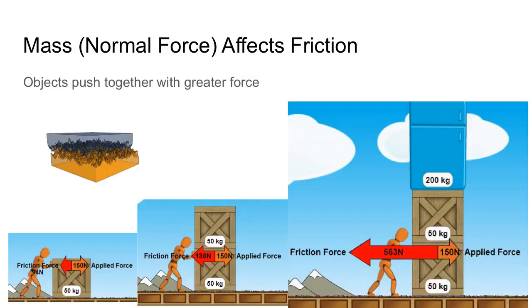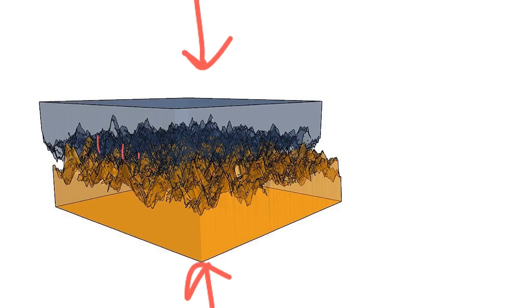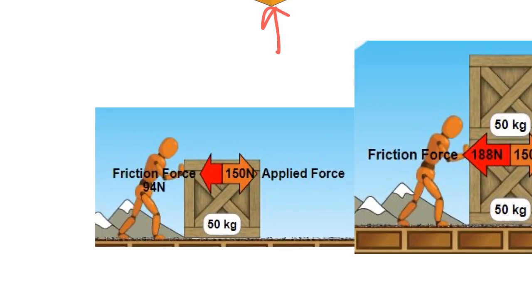First, the mass and really the normal force affects the friction, because the more that these two objects push together, the more resistance there's going to be, the more likelihood that we're not going to be able to overcome the resistance from these little peaks and valleys between our surfaces, right? So if you look at my example here, if there's 50 kilograms on this simulator, and we're pushing, my friction force is 94 newtons.